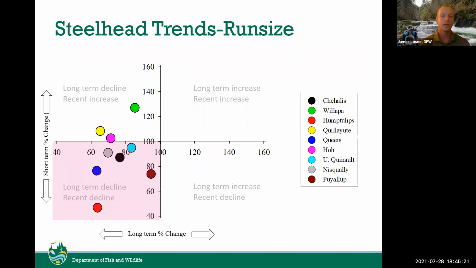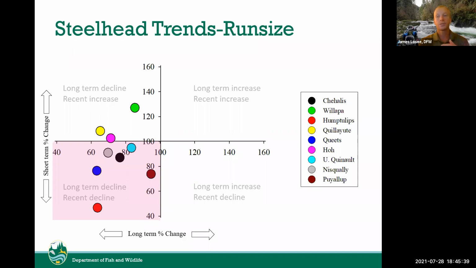So here we've got all of our coastal populations we're talking about, plus the Nisqually and the Puyallup in gray and in brown. And the way to look at this is we can say all of our populations are on the left side of the graph. So these are all long-term declining populations. And we showed that with the trend lines.